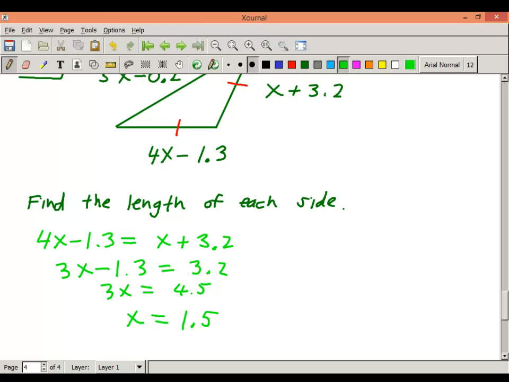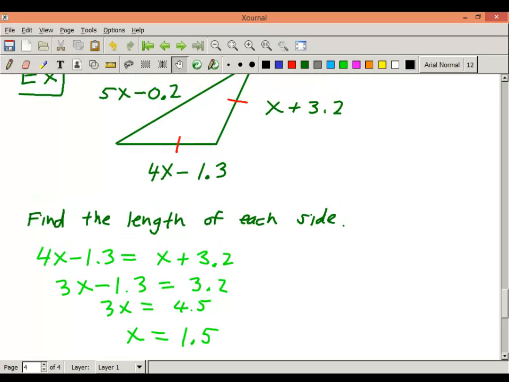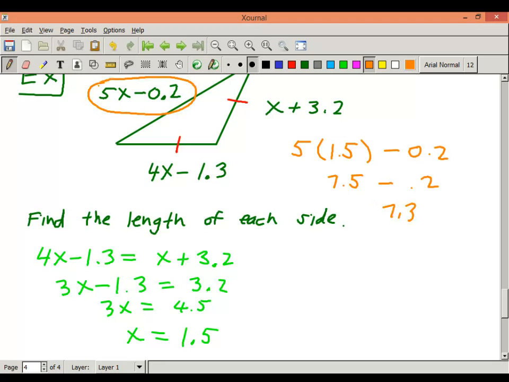Okay, so we're not done yet. Remember, we got to go back and find those sides. So let's just find that top one first. So that top one there is 5 times 1.5 minus 0.2. Okay, you might be able to do that mental math or just with a calculator, but this is going to be 7.5 minus 0.2, so 7.3 there. So we know this side right here is 7.3.